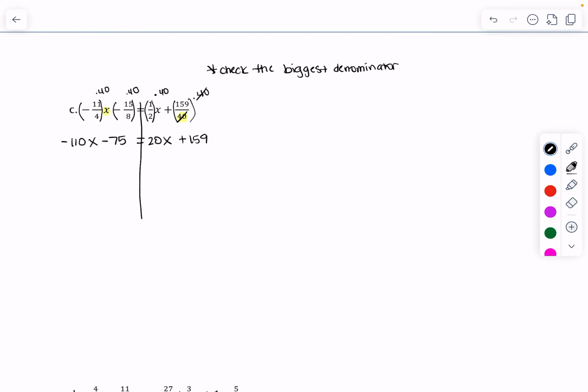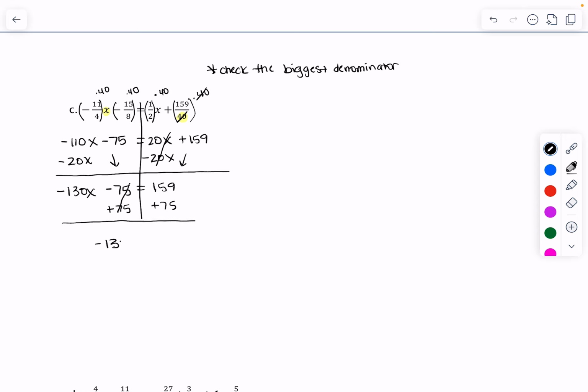Now this is awesome because all my fractions have gone away, which is what we want. So now that that's happened, I can go ahead and solve this like normal. I'm going to subtract 20x to get my x's on the left side. You are working with some bigger numbers here, but the concept doesn't change. You're still just moving the x's to the left, the whole numbers to the right. I get negative 130x, bring down that negative 75, bring down the 159. Then I'm going to add the 75 to both sides.